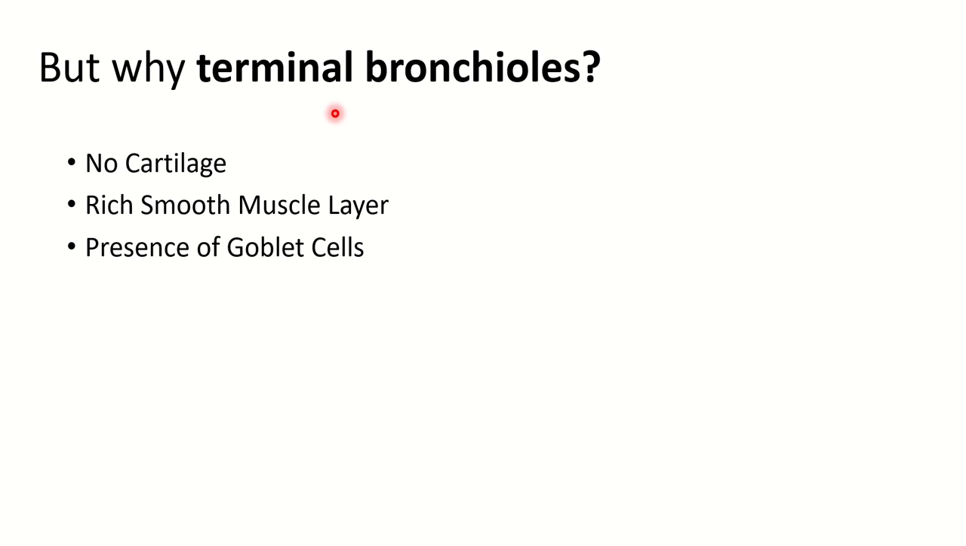Now the question would be, I told you the 10th to 16th generation is most commonly affected, but the terminal bronchiole is the main site of lesion where asthma affects. Why so? Because bronchioles don't have cartilage. Clear? So the caliber of these airways must be maintained by a very rich smooth muscle layer. And also they have a lot of goblet cells in these terminal bronchioles, which will produce more and more mucus.